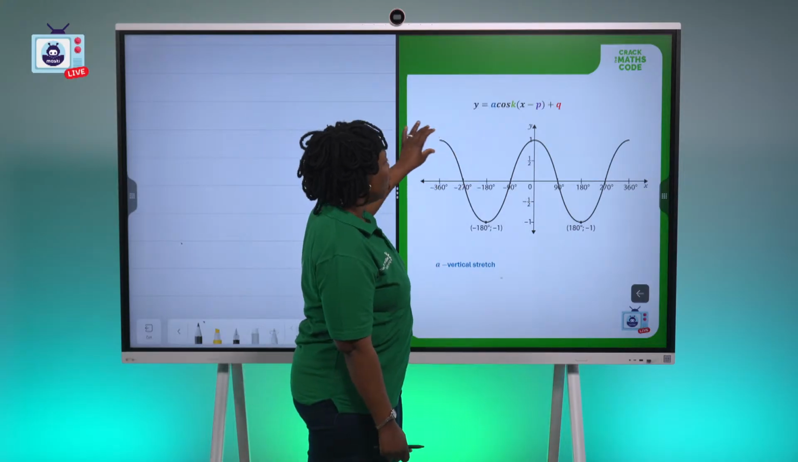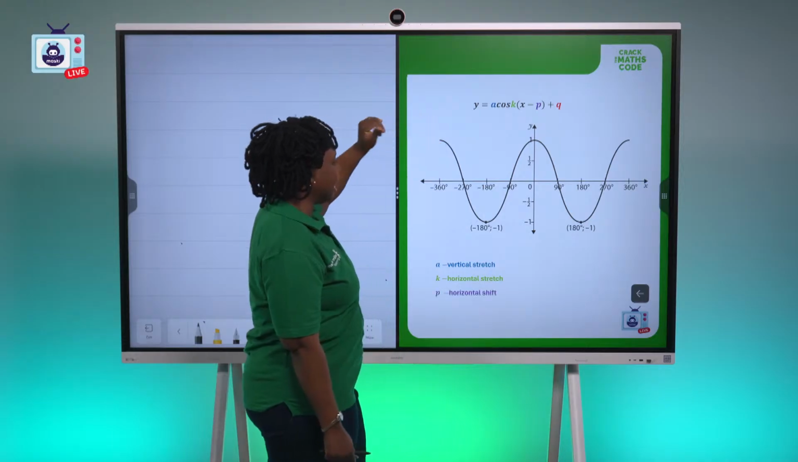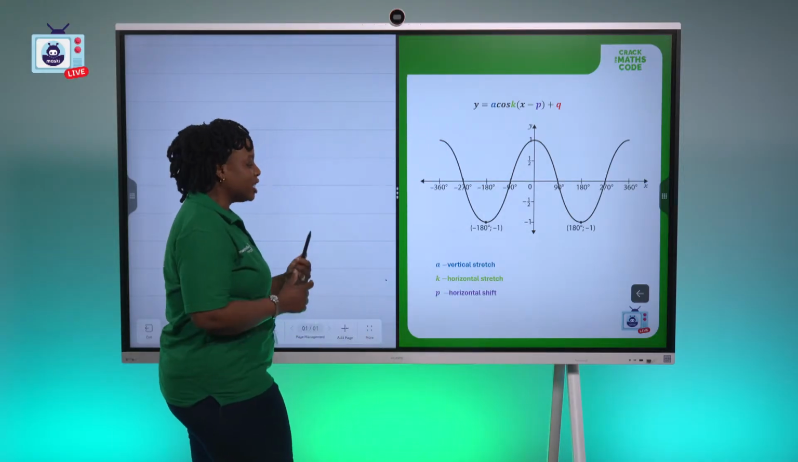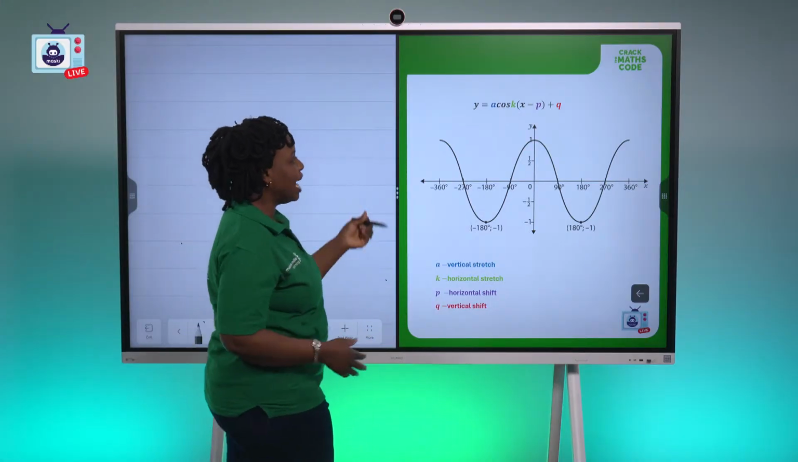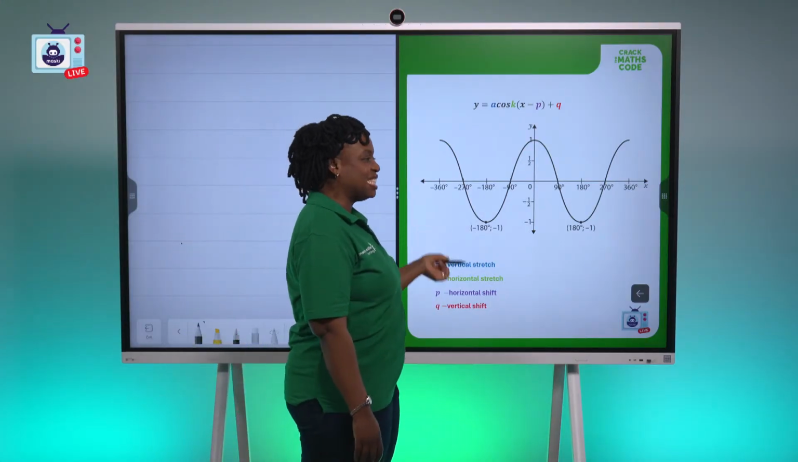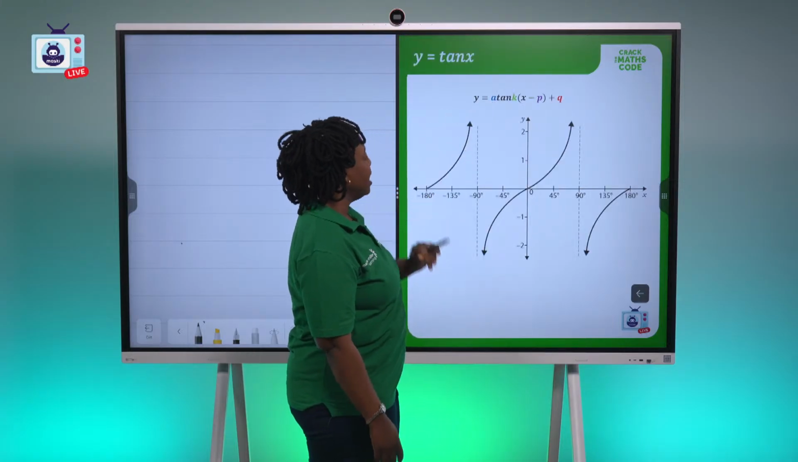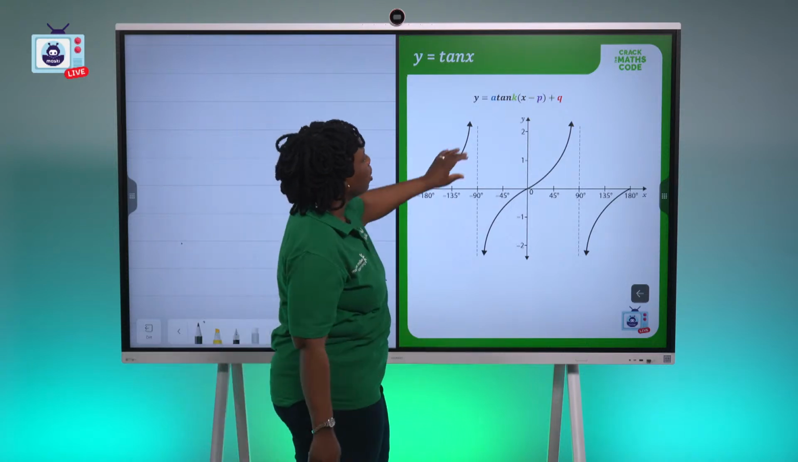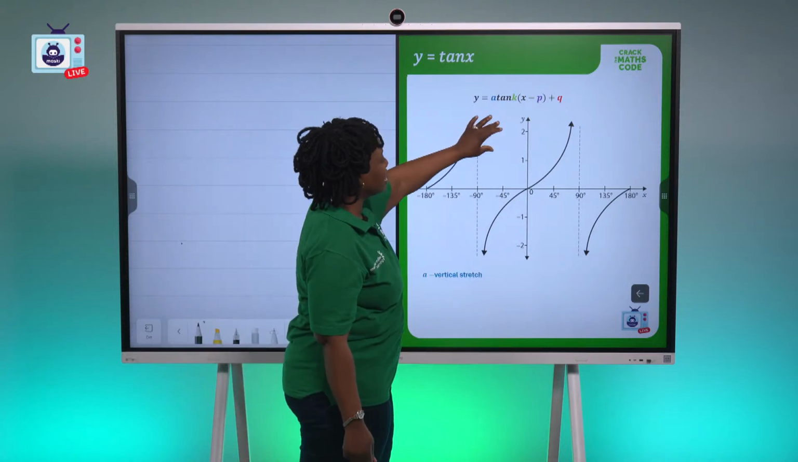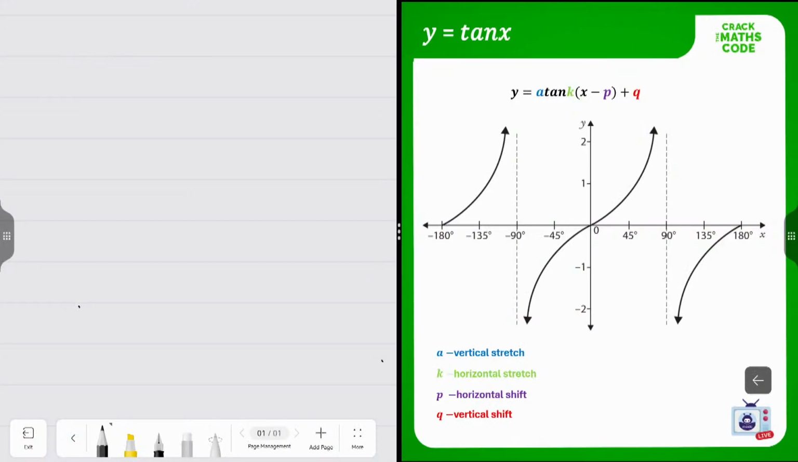So you can see we also have the vertical shift, horizontal stretch, vertical stretch, as well as the horizontal shift. They are all representing the same thing. You just need to know when it is shifting and how it is shifting. The same applies to the tan graph. With the tan graph, the most important thing is that you need to know that there is an asymptote.